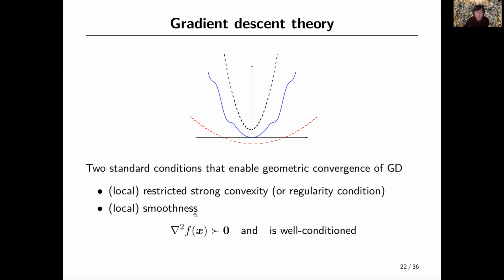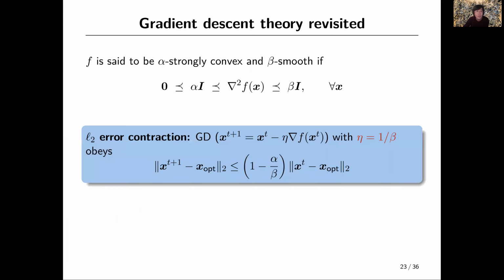Okay? Putting them together, often we require the Hessian of the loss function in this local neighborhood to be positive definite and also well conditioned. More precisely, we say the loss function is alpha strongly convex and beta smooth if the Hessian is lower bounded by alpha times identity, where alpha is strictly positive, and upper bounded by beta times identity.